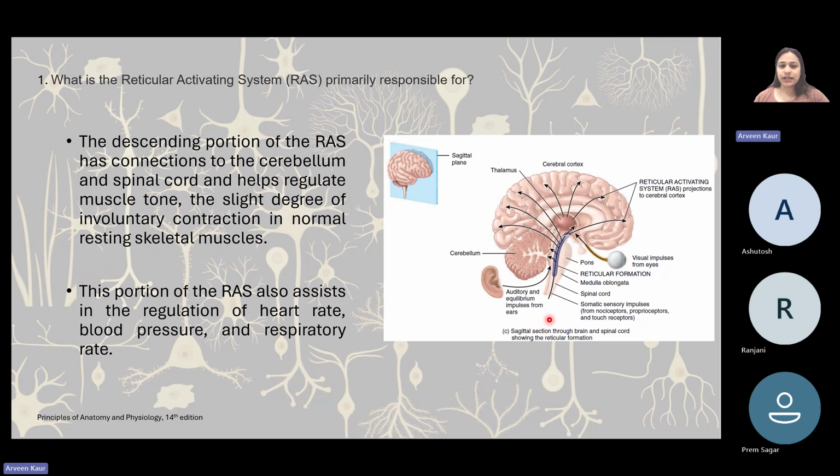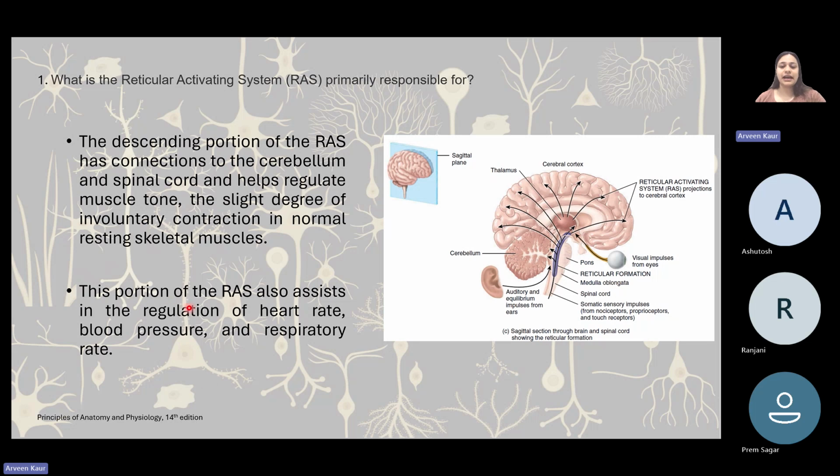And it helps regulate the muscle tone, the slight degree of involuntary contraction in normal resting skeletal muscles, right? So although muscle movement is a voluntary movement, despite that, the muscle is always in tone, right? It is not flaccid and just loose, right? That is the case only in some kind of injury. So if you've had any kind of muscle injury, you will know that the muscle becomes loose and that tone is lost, right? But that is not always the case. And that muscle tone is also maintained by the RAS, right?